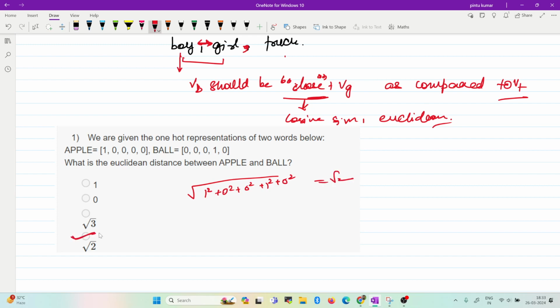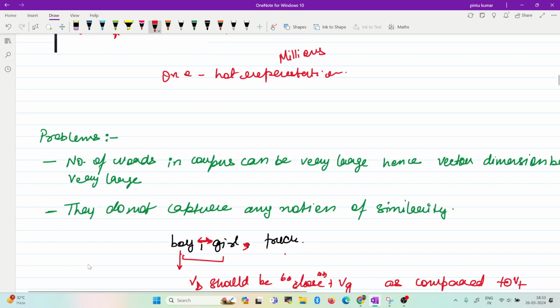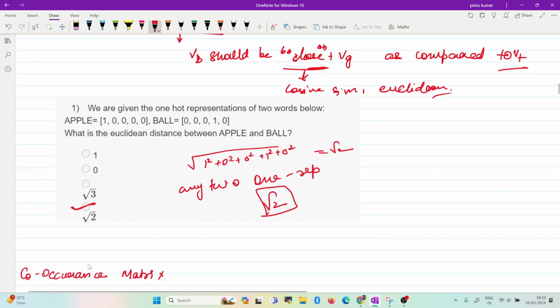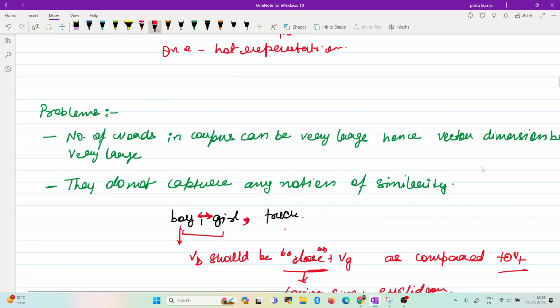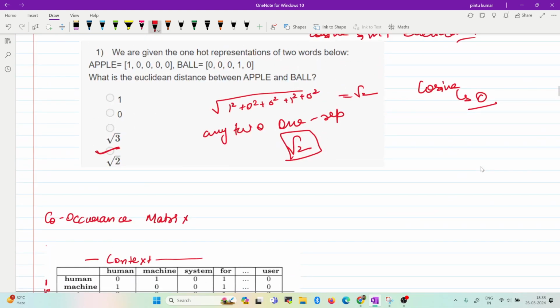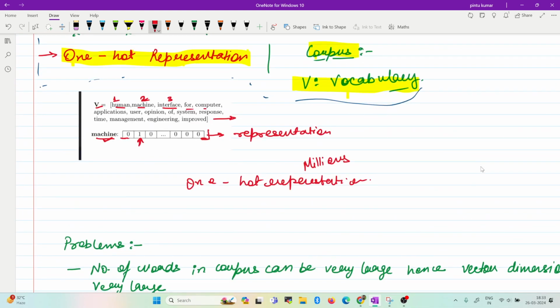This is an easy question, but if you look at any two arbitrary one hot representations, you will always get a Euclidean distance of square root 2 between them. This is the point I was making, that they do not capture any notion of similarity. Also, if you use cosine similarity, the value will always be 0. Again, this is not able to capture any notion of similarity. So this was the first and most basic form of representation, the one hot representation.